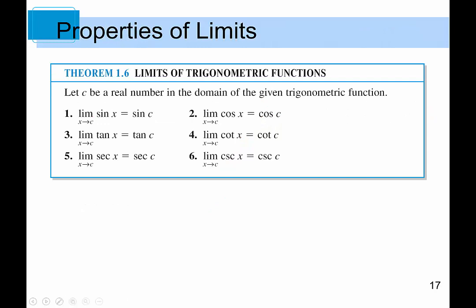Limit of trigonometric functions. Let c be a real number in the domain of the given trigonometric functions. The limit of sine of x as x approaches c becomes sine of c, because sine is a continuous function. The limit of cosine x as x approaches c becomes cosine c. Limit of tangent x becomes tangent c. Limit of cotangent x becomes cotangent c. Limit of secant x becomes secant c. Limit of cosecant x becomes cosecant c.